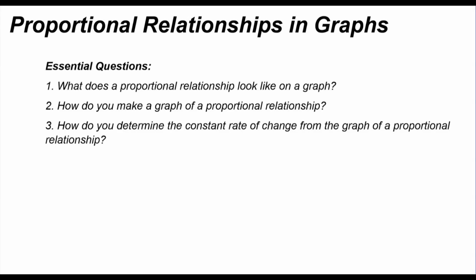In this video, we're going to continue talking about proportional relationships. We already looked at what proportional relationships look like in tables. Now we want to see what they look like in graphs. So that's what we're going to ask in this video: what does a proportional relationship look like on a graph? How do you make a graph of a proportional relationship? And how do you determine the constant rate of change from a graph of a proportional relationship?